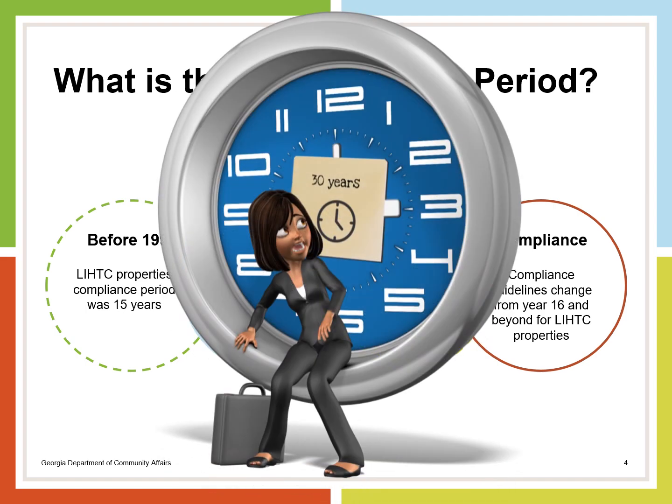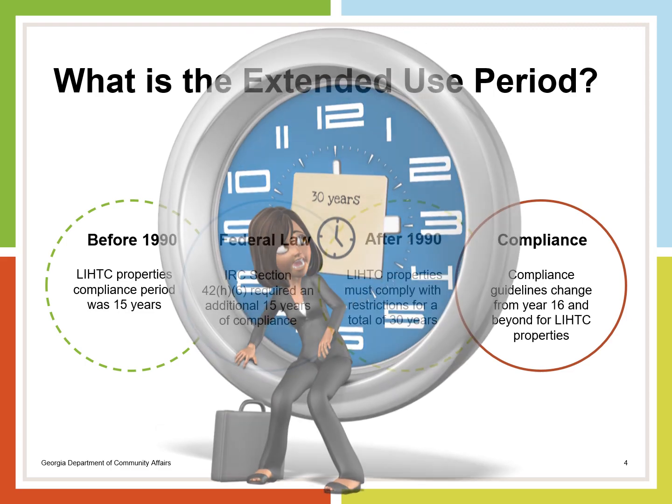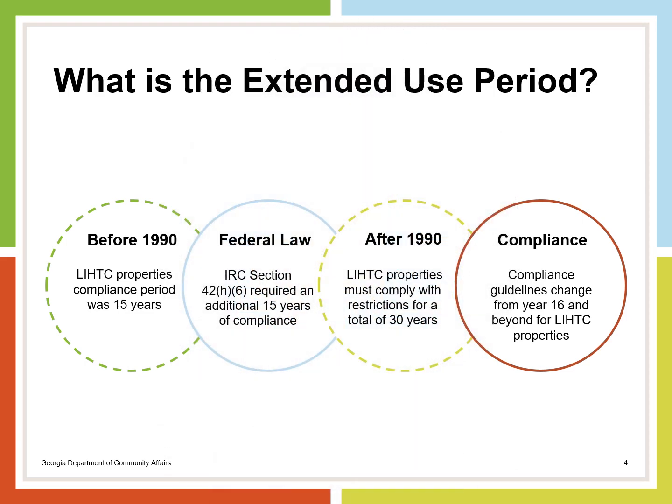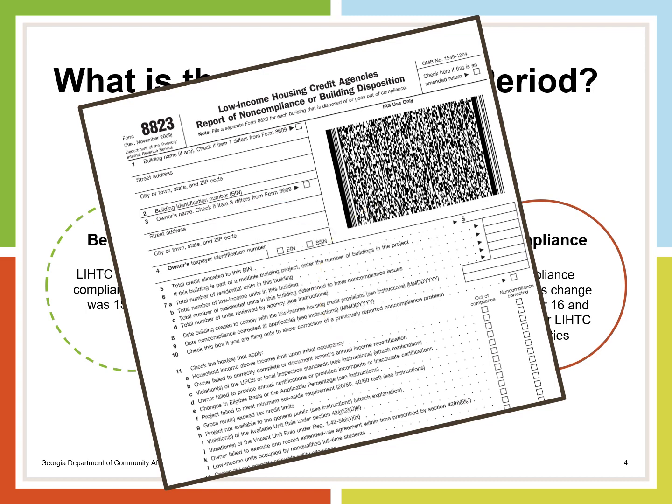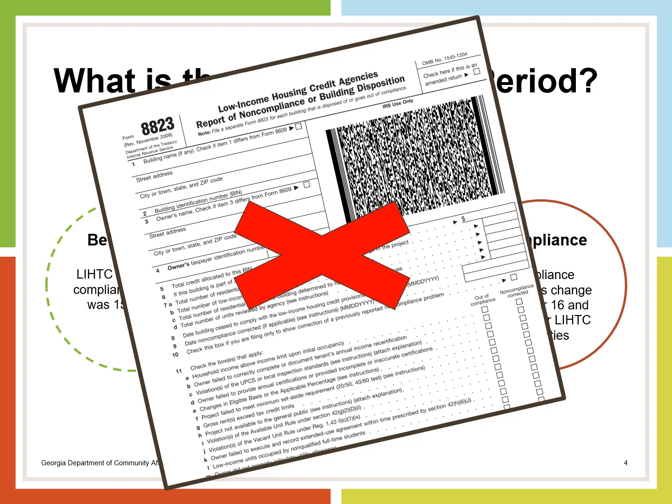After year 15 of the compliance period has ended, there may be no tax impact event of non-compliance. That is to say, after the compliance period, years 1 through 15, the state agency DCA is no longer required to report non-compliance to the IRS using IRS Form 8823.